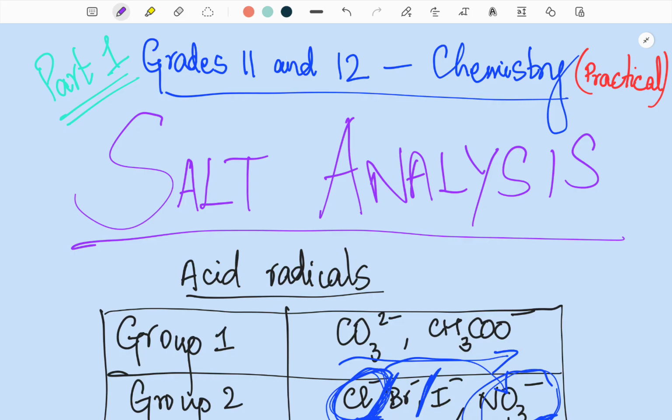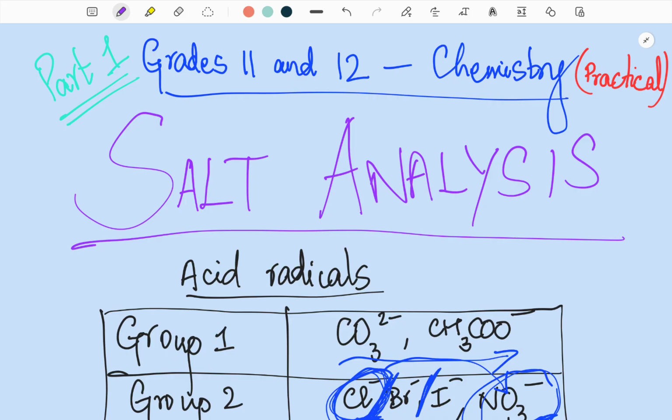For sulfate, you need to take the salt solution, not salt. You have to use salt plus water and dissolve the salt in the water completely. That is the salt solution or water extract. And to that, you need to add barium chloride. And if you're getting a white precipitate which is insoluble in excess dilute HCl, then you can conclude that the ion is sulfate.